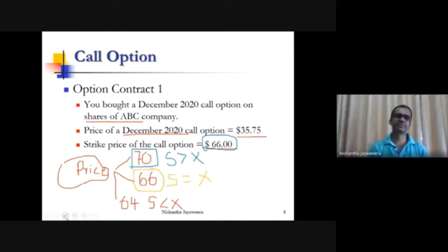Why? Buying from the market is cheaper. Yes, you can buy from the market paying 64 instead of 66. And you don't have any obligation. So you can let it expire. And if you really want to buy, go to the market and buy it from the market. Is it clear? Any questions on that?